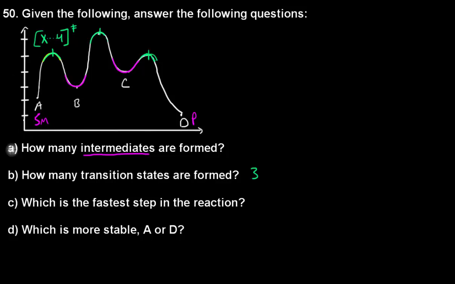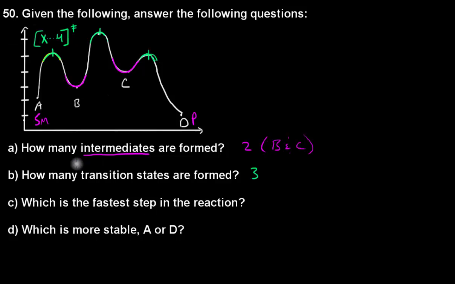Also, to answer the first question, how many intermediates, we're going to have 2 intermediates, and these are going to be compounds B and C. Okay. So then let's think about sub-question C, which is the fastest step in the reaction.